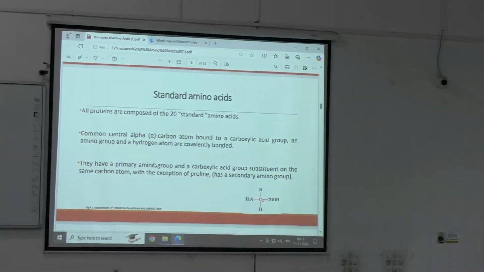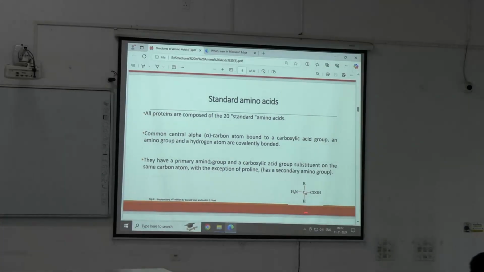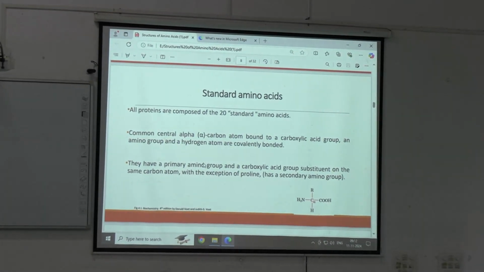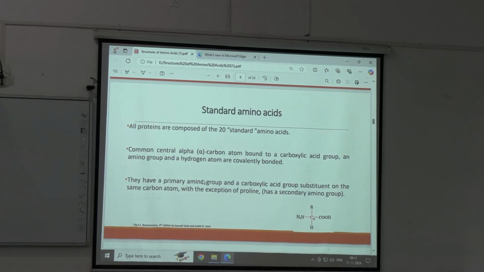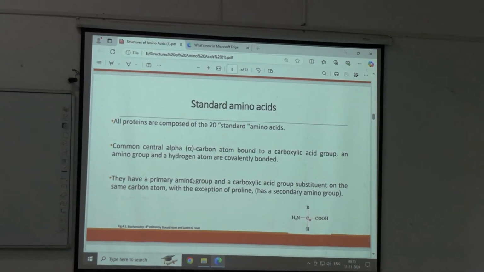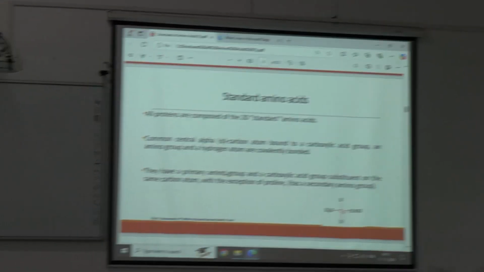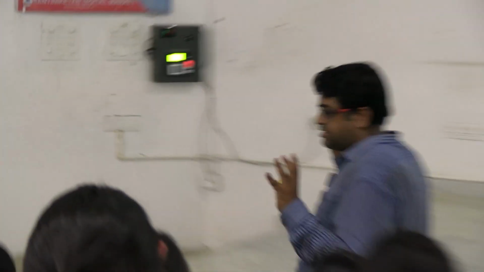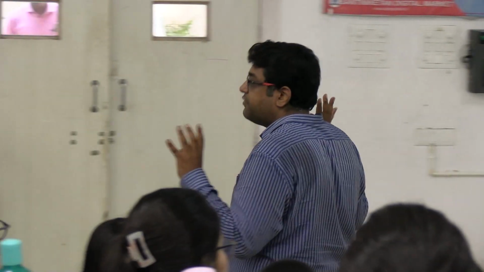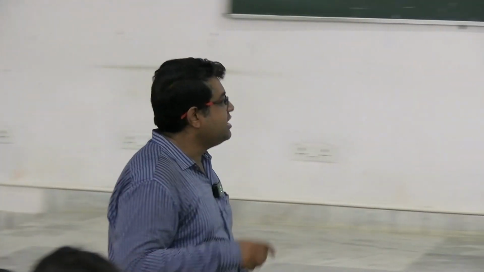Okay. So standard amino acids have the alpha structure. This is the alpha carbon. This is the R group. This is the COOH group. This is the amino group. These are called standard amino acids. All of you know D and L, that has been taught. Normally the L configuration is usually present in nature.